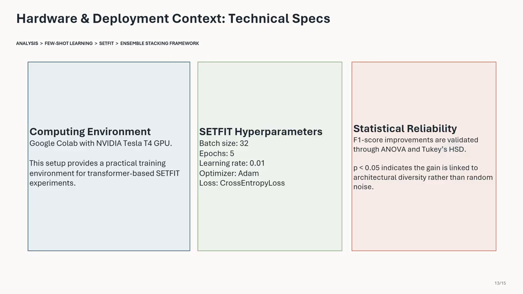Experiments are run on Google Colab using an NVIDIA Tesla T4 GPU. For the SetFit training, we use a batch size of 32, five epochs, the Adam optimizer, and cross-entropy loss. To check if the improvement is reliable, we use statistical tests: ANOVA and Tukey HSD. A result with a p-value smaller than 0.05 means the improvement is statistically meaningful, not just random noise.